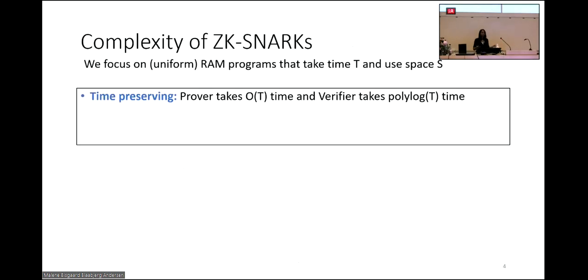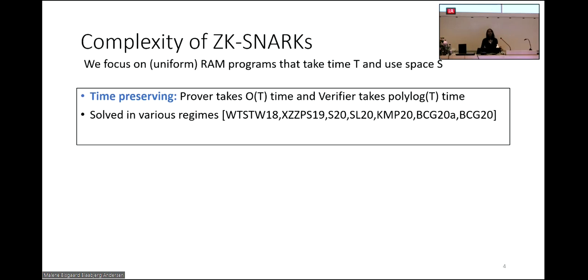As I mentioned, we are focusing on the complexity of ZK-SNARKs. Mainly, we consider RAM programs with time t and use space s. The NP statements are basically verifiable using RAM programs. The first set of works are based on time-preserving approaches, where the prover and the verifier are efficient with respect to time. Basically, the prover overhead is minimal. It's order t, whereas the verifier is polylog t.